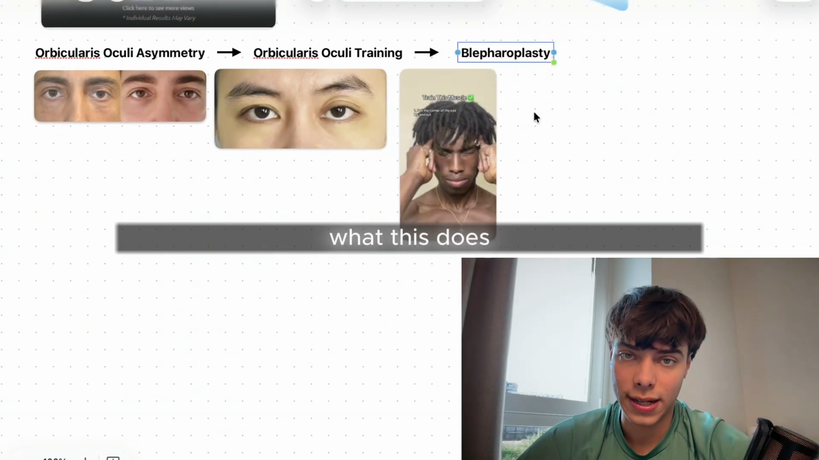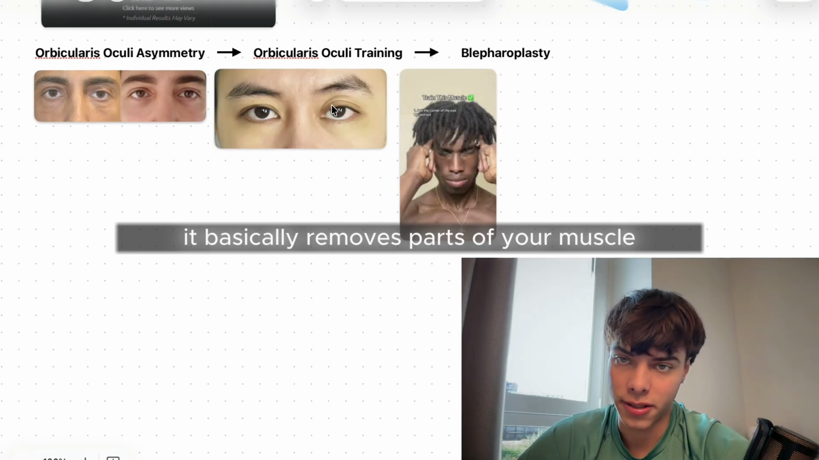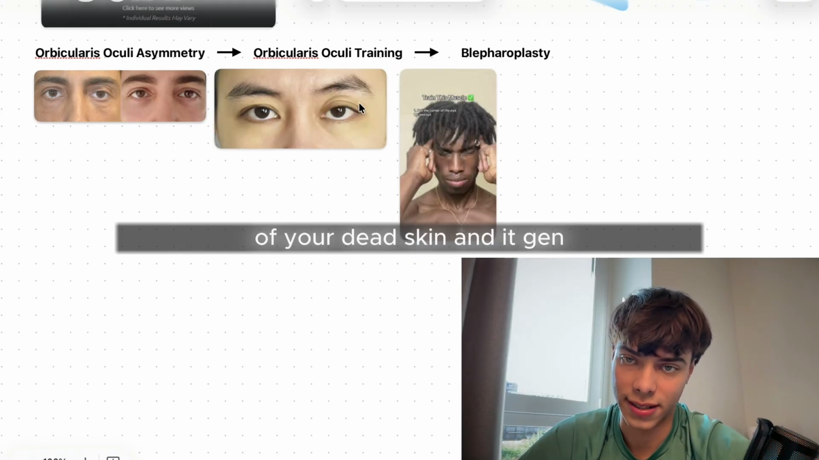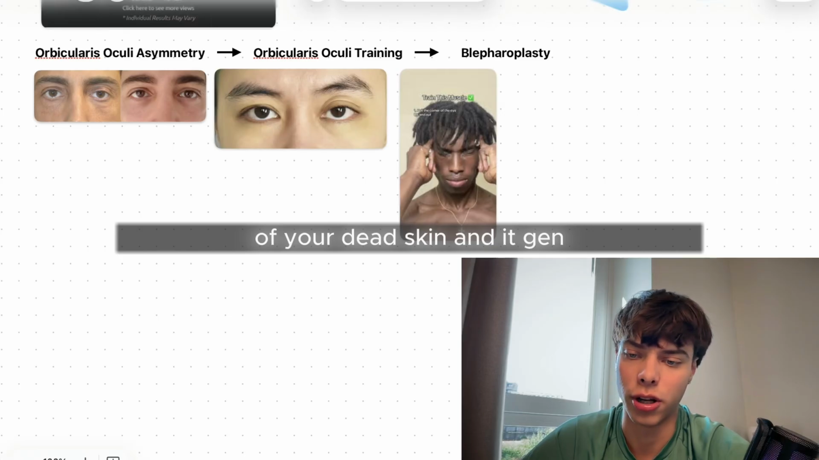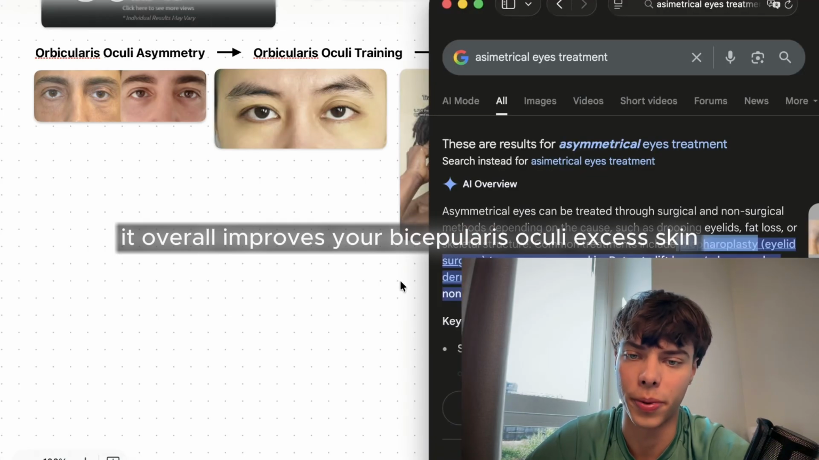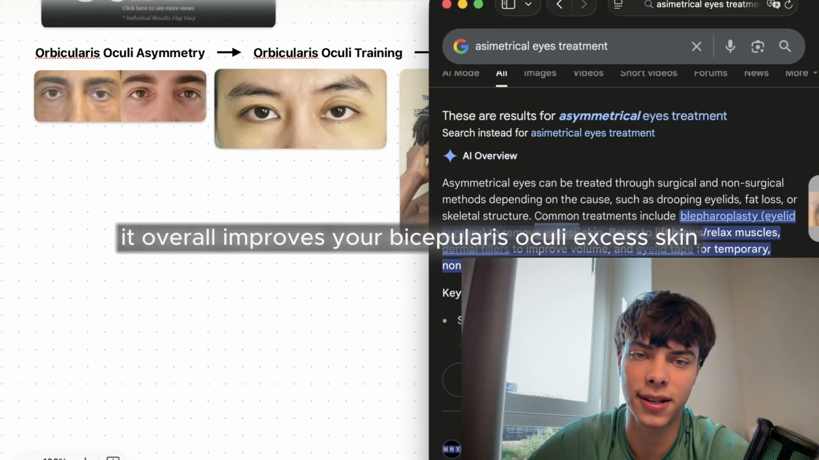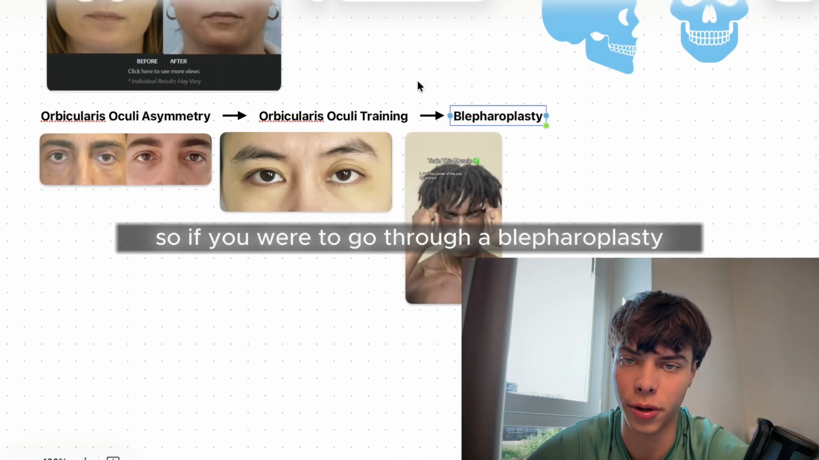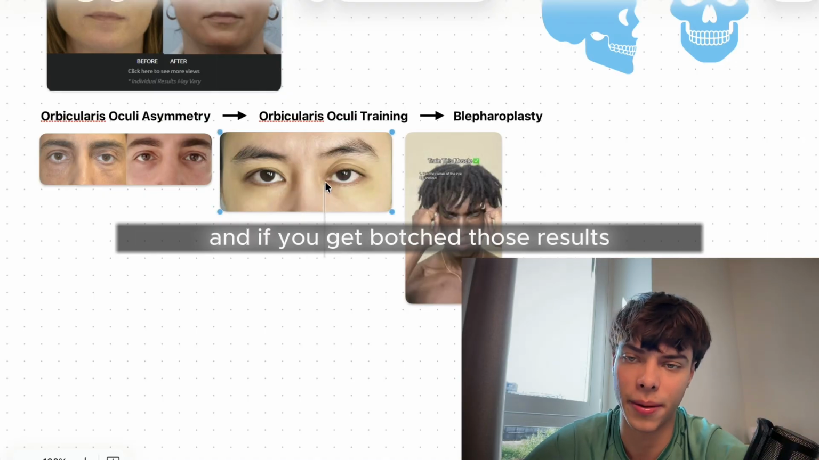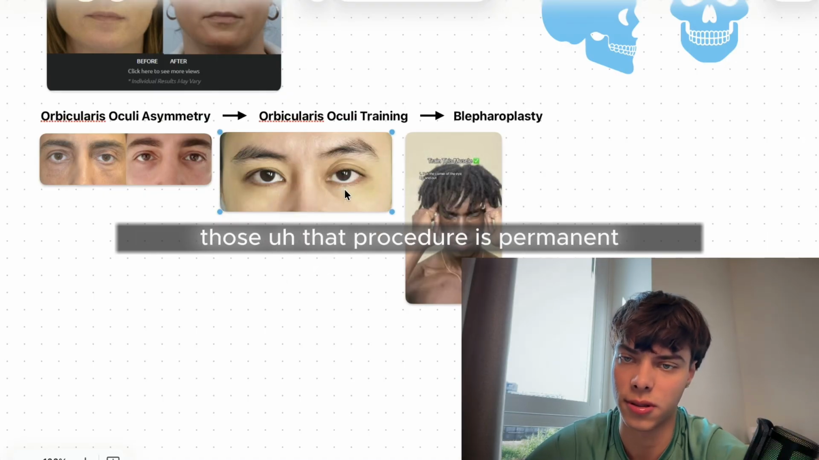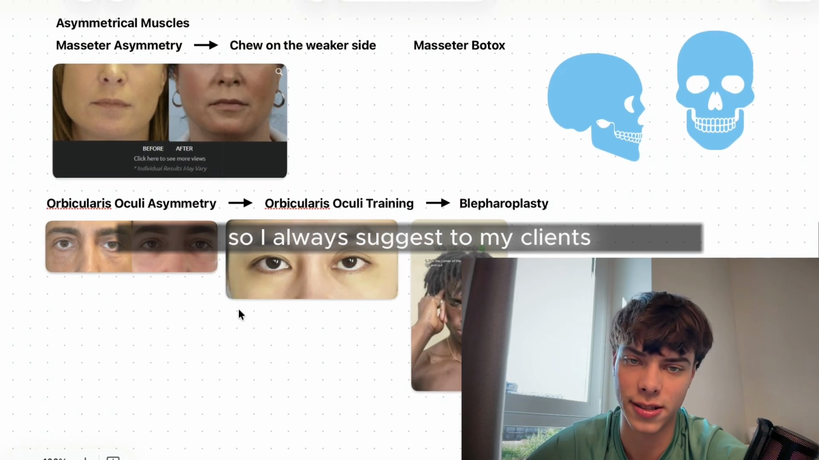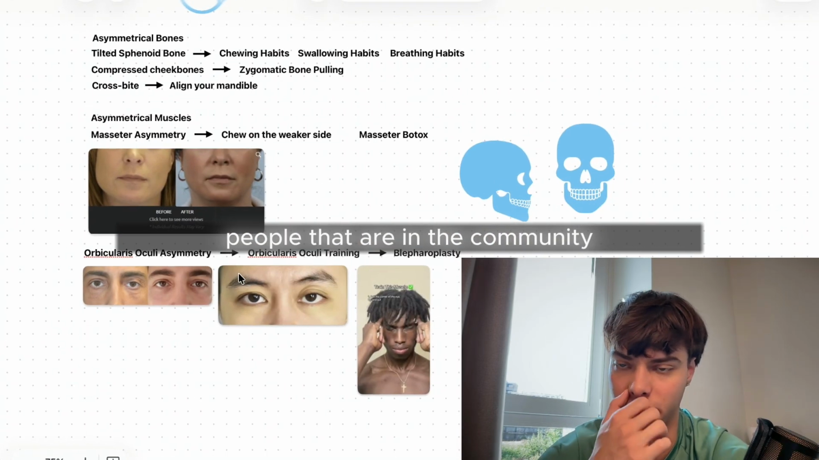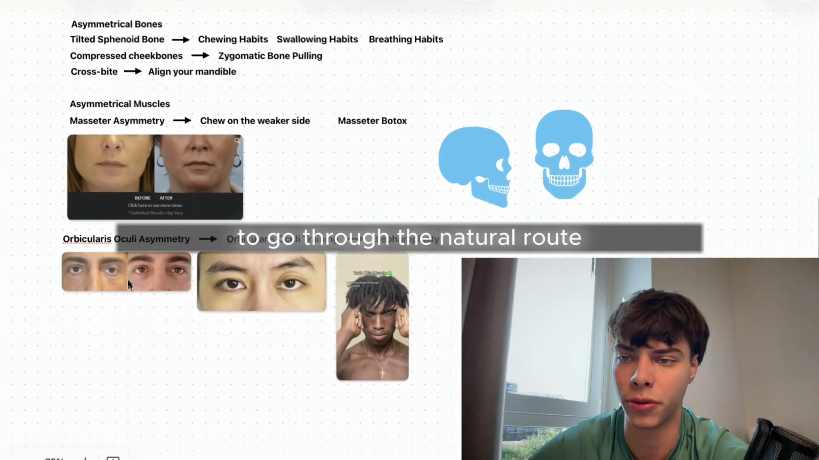Blepharoplasty. What this does is basically remove parts of your muscle and dead skin, and it overall improves your orbicularis oculi. Excess skin, and these are permanent. So if you were to go through a blepharoplasty and it gets botched, that procedure is permanent. So I always suggest to my clients, people that are in the community, to go through the natural route.